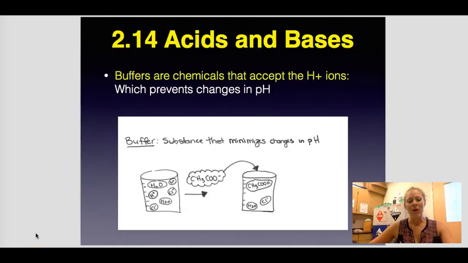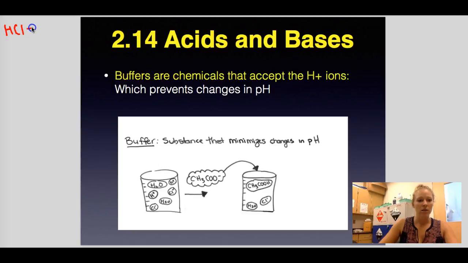In this video, we're going to talk about buffers and how they minimize the change in pH of a substance. So let's look at our picture here. We have a beaker with water in it, and so here's our H2O, and we have hydrochloric acid. I know this because I have hydrogen ions and chlorine ions, and we know that if we put HCl into water, it's going to dissociate into hydrogen ions and negative chlorine ions.